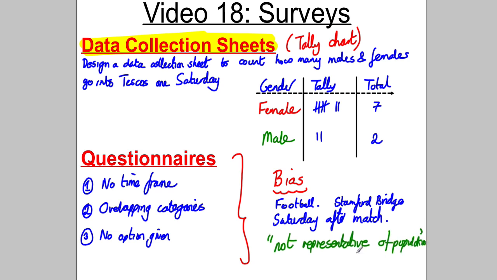Because I'm asking football fans if I stand outside Stamford Bridge, so obviously they're going to like football, whereas I'd need to ask a wider variety of people to make it representative of the population. So they're all the ideas that we need to think about.